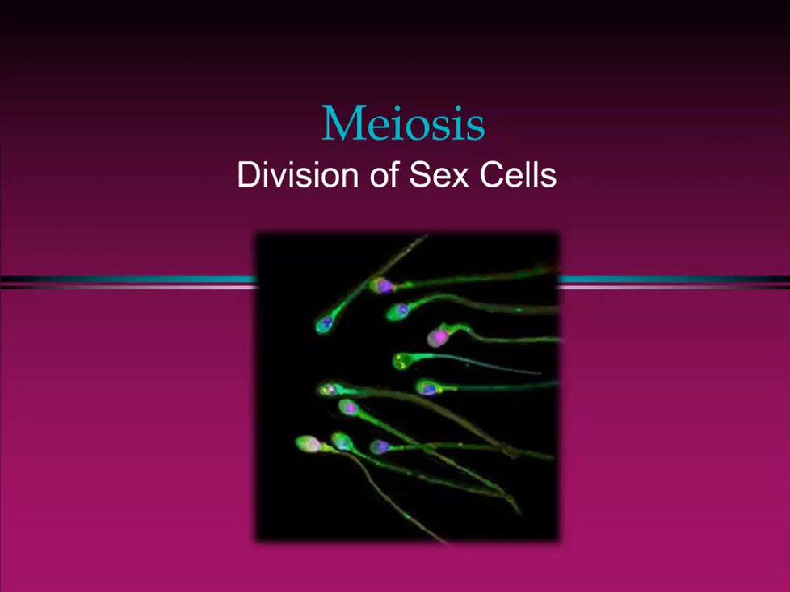This is the first lesson of Chapter 10. We're going to be continuing our discussion of how cells divide, making new cells. But unlike in mitosis, meiosis results in cells that are haploid. And these are cells that become the eggs and the sperm. And so let's take a look at meiosis.